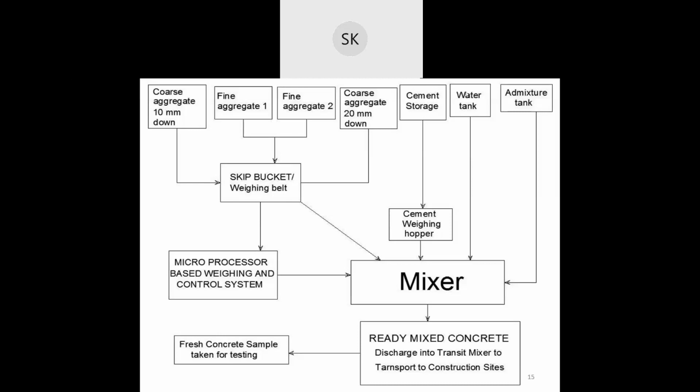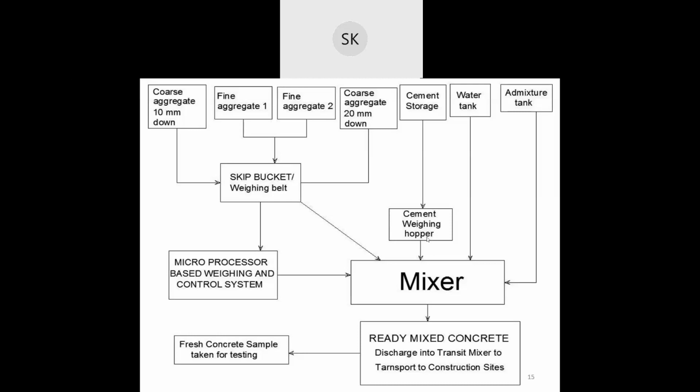So this is a different storage tank, water tank and admixture tank. Basically aggregates are separated, and these are coarse aggregate. If you need coarse aggregate 10, they take from this 10 mm aggregate. Then if you need 20 mm down, they take from here. And the fine aggregate is also classified. So based on which fine aggregate you need, that is stored here as per weight.